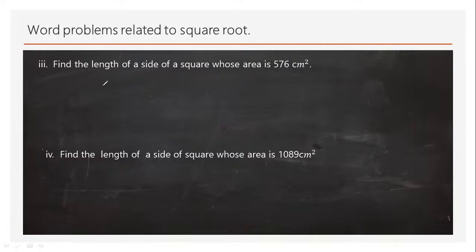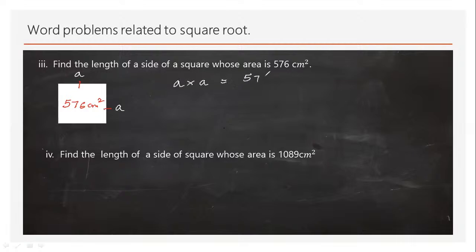Find the length of the side of a square whose area is 576. A square is there. The area is 576 square centimeter. Then we have to find the side length. Let's take one side as A. A times A, 576 square centimeter. A squared equals 576. A equals the square root of 576.